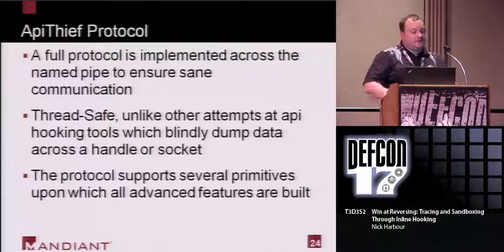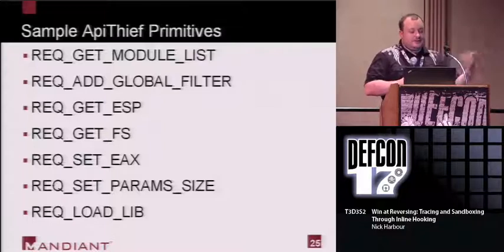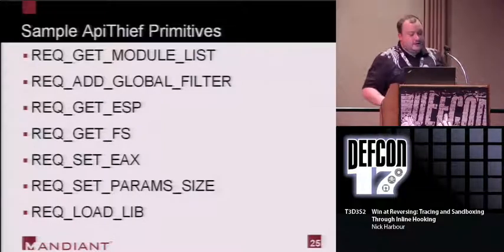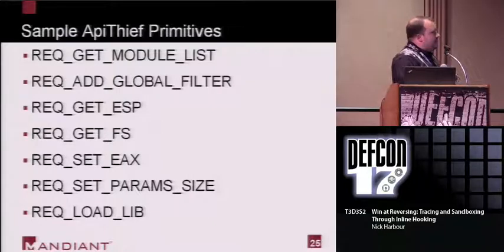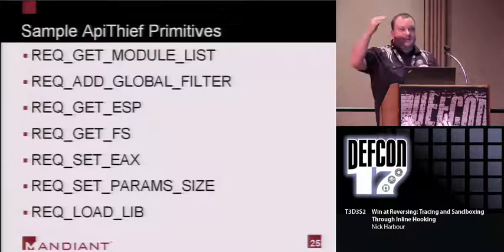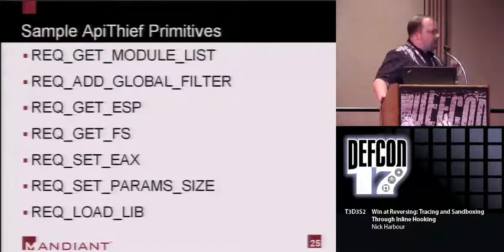The protocol supports a few primitives, and these are commands that can be sent to the hooked function to get back data. So when a hooked function is called, the GUI can send it a request to get the ESP value, which is the stack pointer, and from that we can figure out what arguments are on the stack and all that jazz. You can also get the FS register, if you're familiar with what that points to, and all the good juicy tidbits you can get once you know the value of that.